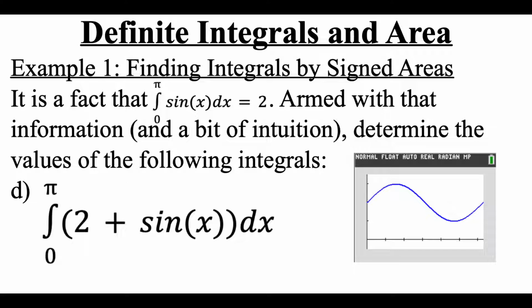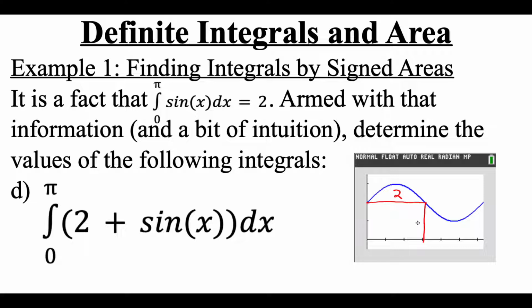Now, same information that we were given before. We know that the integral from 0 to pi for sine of x dx is 2, but now I've changed the function a little bit. It's not just sine of x, now it's 2 plus sine of x dx. Well, here's what we know. That 2 plus in there really just takes our sine function and shifts it up 2 spaces. So if I just draw in a line straight across from 0 over to pi, then this area up here is still 2. But now we've got this extra chunk below our graph that we need to account for.